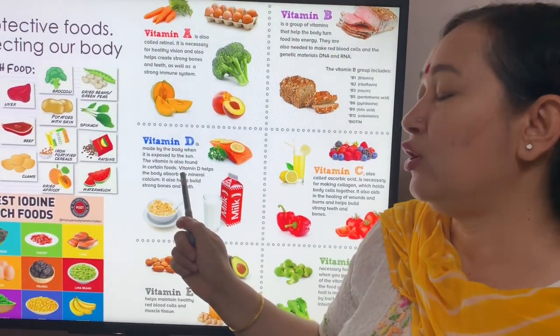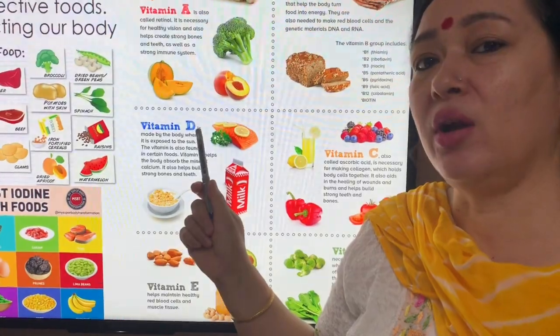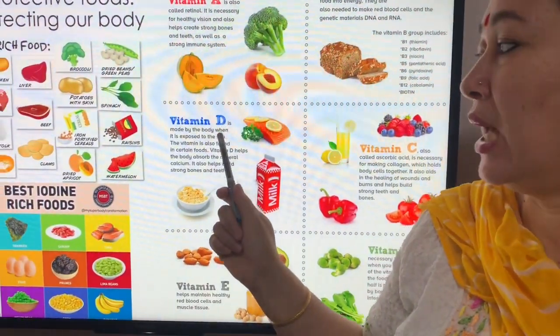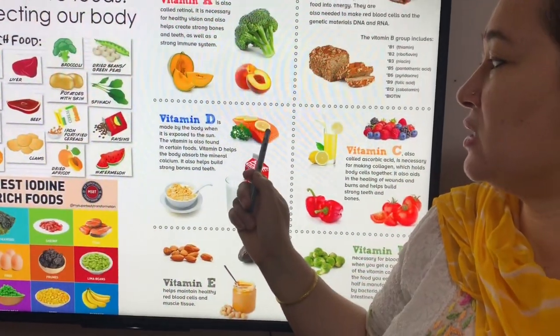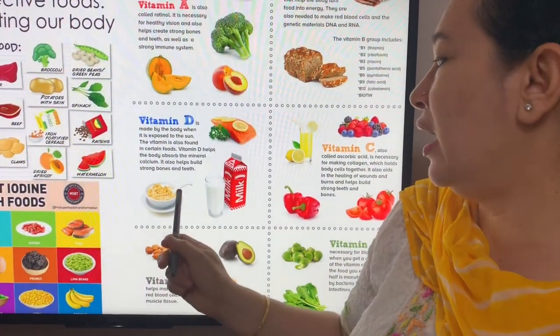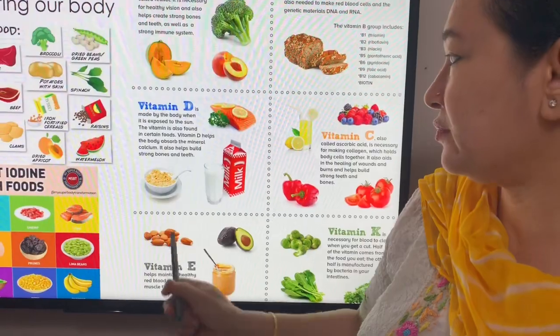Then vitamin D. You all must be knowing that you get a lot of vitamin D from the sun. But you also get vitamin D from other sources like seafood and milk, etc.